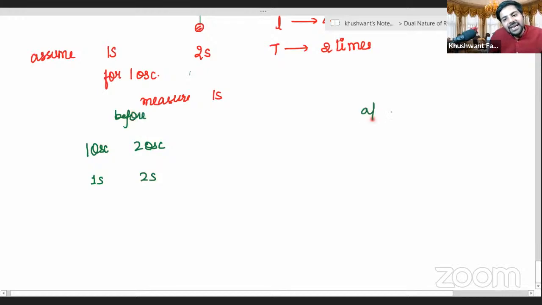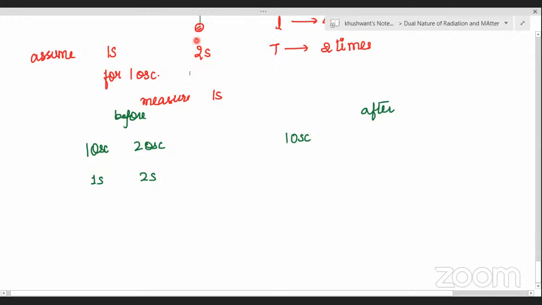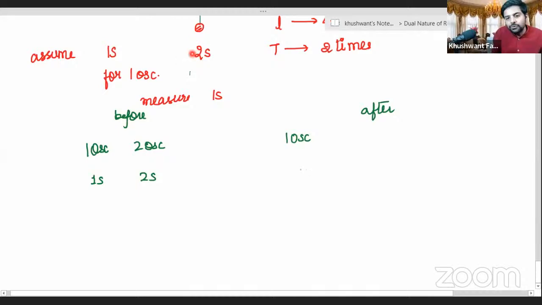After the length has increased, what will happen? Here I'll write one oscillation. When one oscillation happens, how much time will it take, Tanisha? How much time is it taking now, actually? 1 second. No, actually, after expansion. Oh, 2 seconds. So now it is taking 2 seconds. One oscillation is taking 2 seconds.